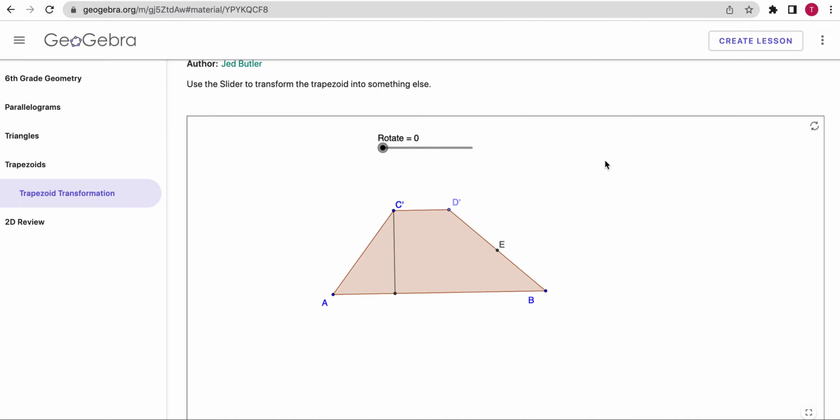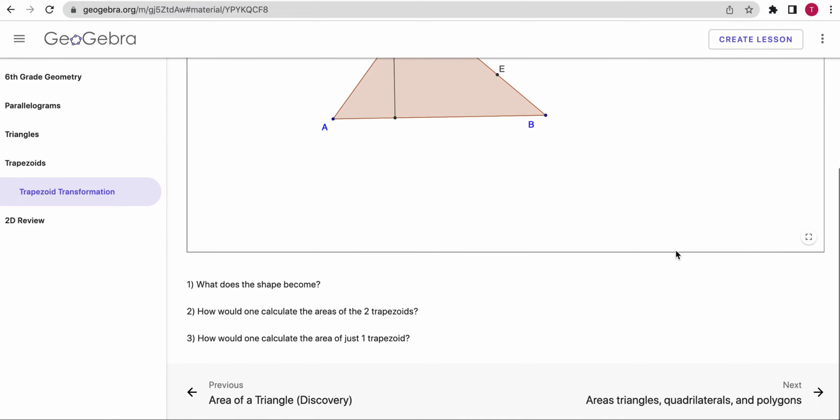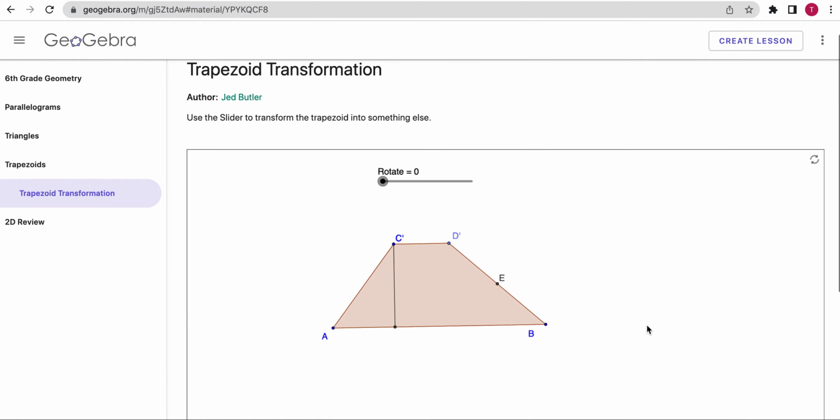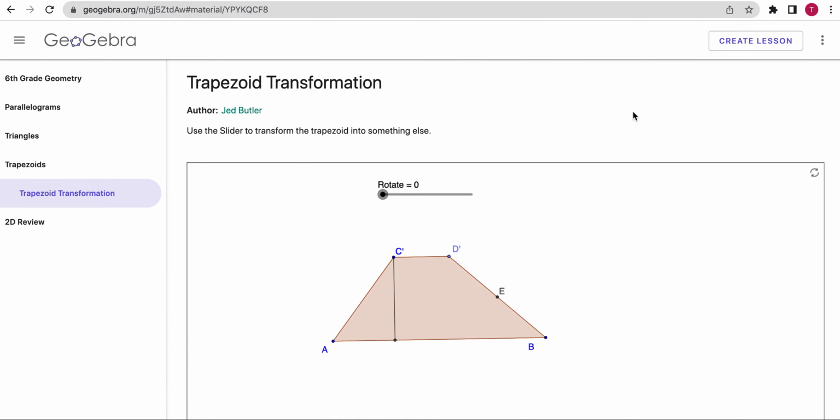So that is pretty much it. This is a great tool for experimenting with trapezoids at first glance, seeing how they can come in all different shapes and sizes, and also seeing how they can be split up in more than one shape in order to find the area.